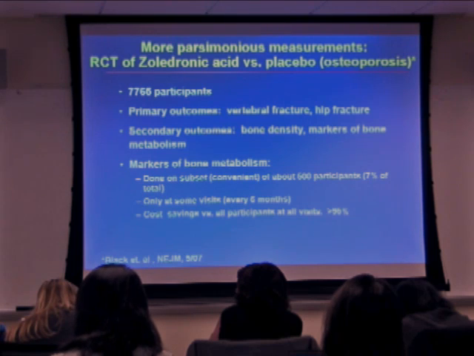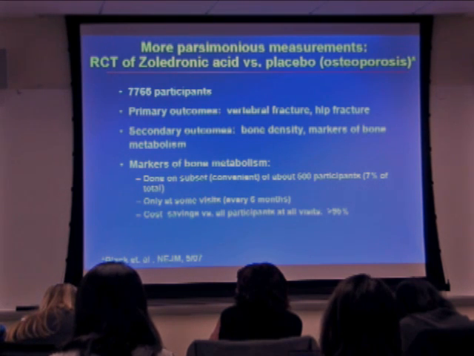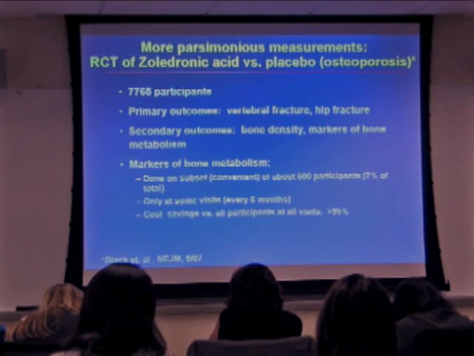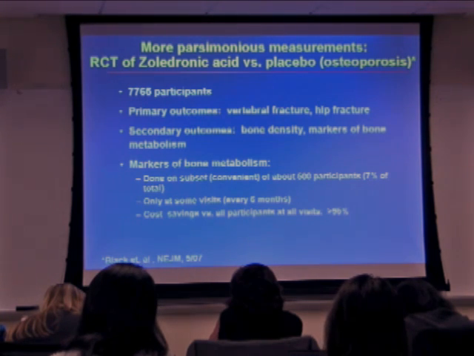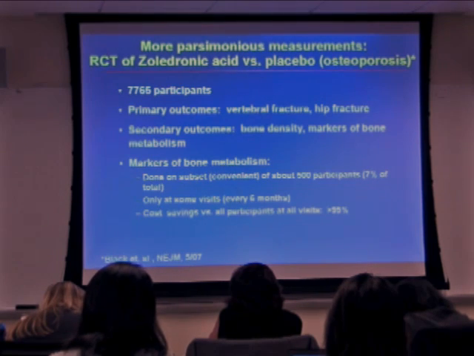Anyway, they didn't want to spend money, and so what we ended up doing is doing the markers of bone metabolism on a subset of participants. And this is kind of a convenient subset. It wasn't a random subset, and it was about 500 participants, which is only about 7% of the total. Now, another thing, I would say, why convenient, why not random?